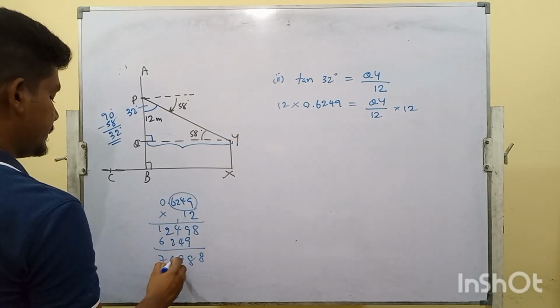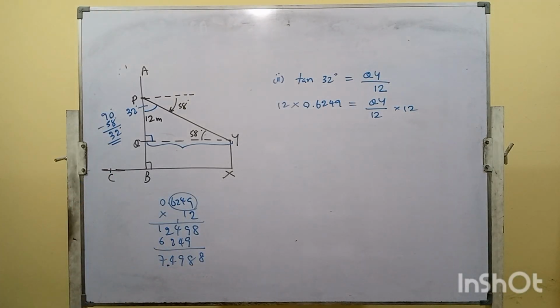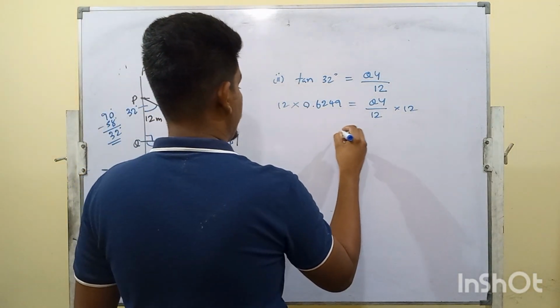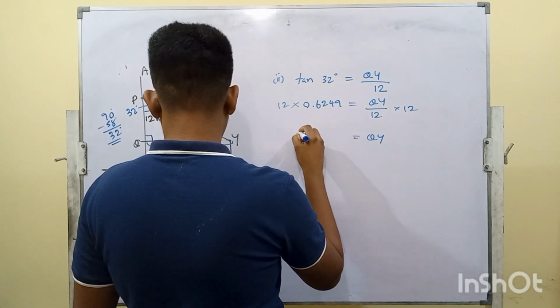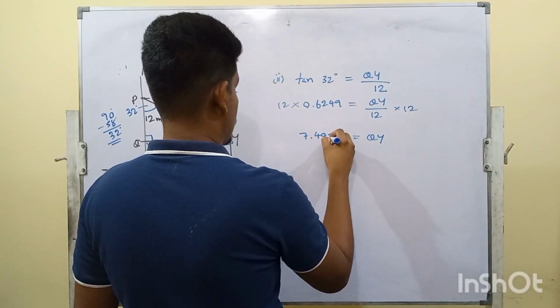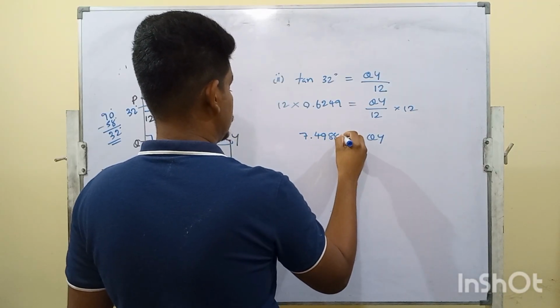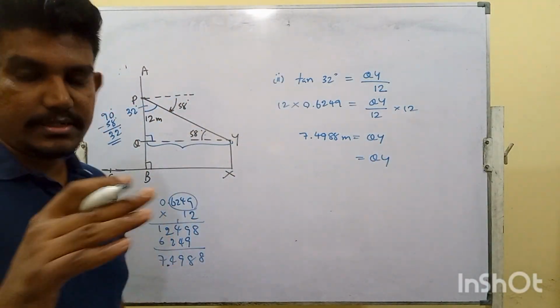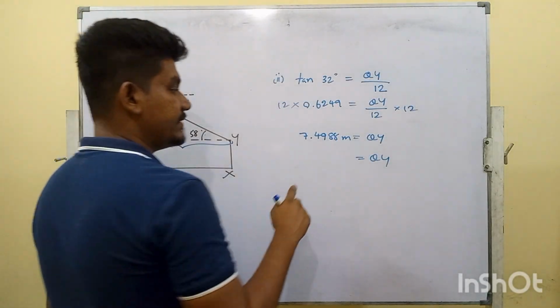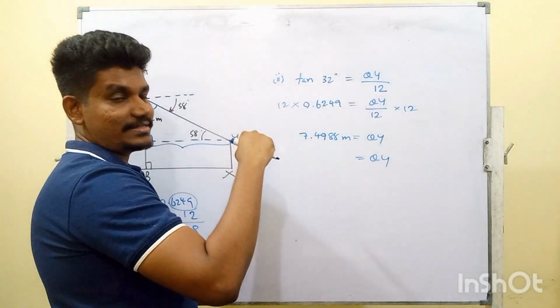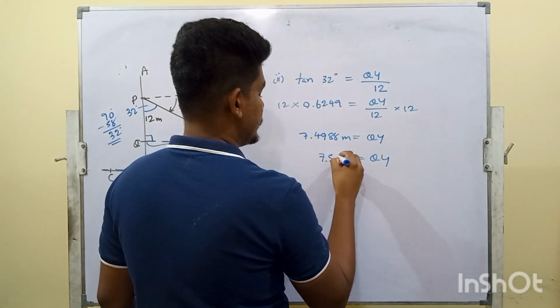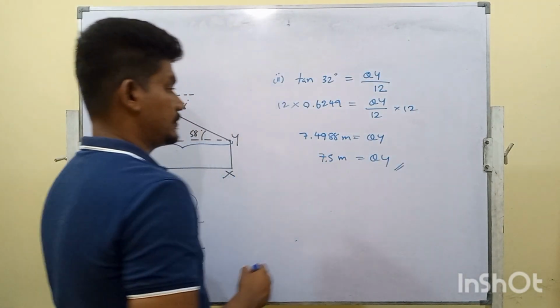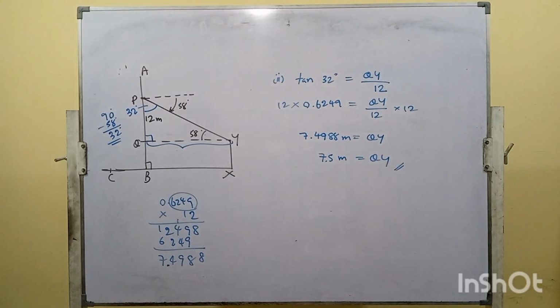So we have to keep 4 decimal places. Right, that should be the answer. But we have to find it for the nearest first decimal place only. However, QY equals 7.4988. But we have to go for the nearest value up to the nearest first decimal place. No? To the nearest first decimal place, so that should be 7.5. We have 4 here, we can move 1 to the other side. Thereby it should be 7.5 meters. Right. That's the distance between the tree and this tower.